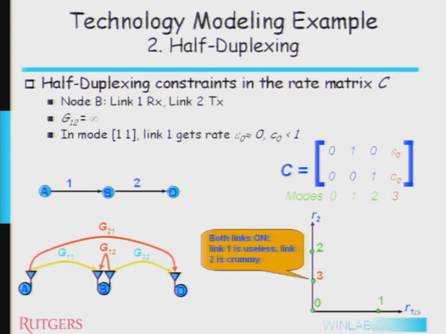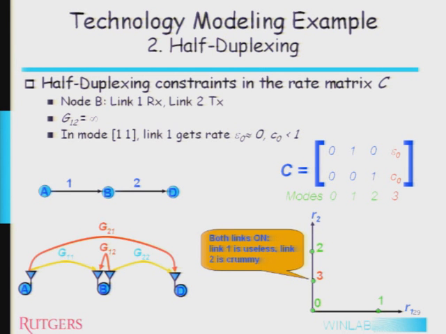a node cannot simultaneously transmit and receive. Consider this particular case where A is transmitting to B and B is transmitting to D, and B cannot simultaneously transmit to Z. So basically, this is the mode matrix we get. When both are transmitting, we get a very small rate at link 1, C0, which is less than 1. But they are getting one unit rate when they are transmitting in isolation.